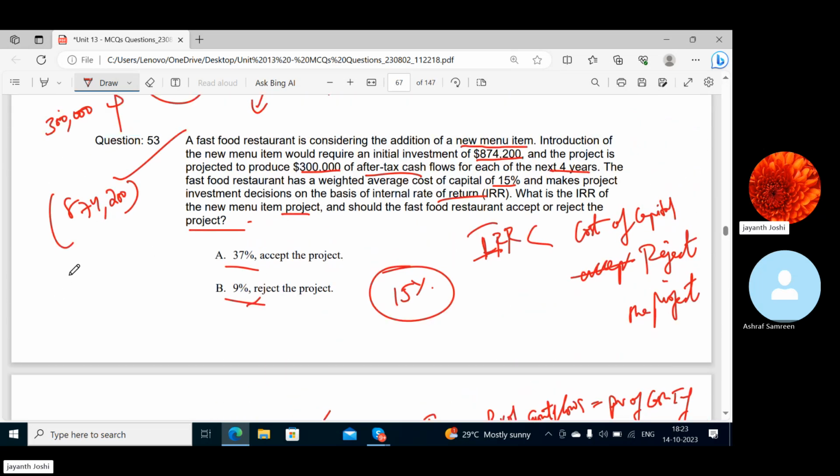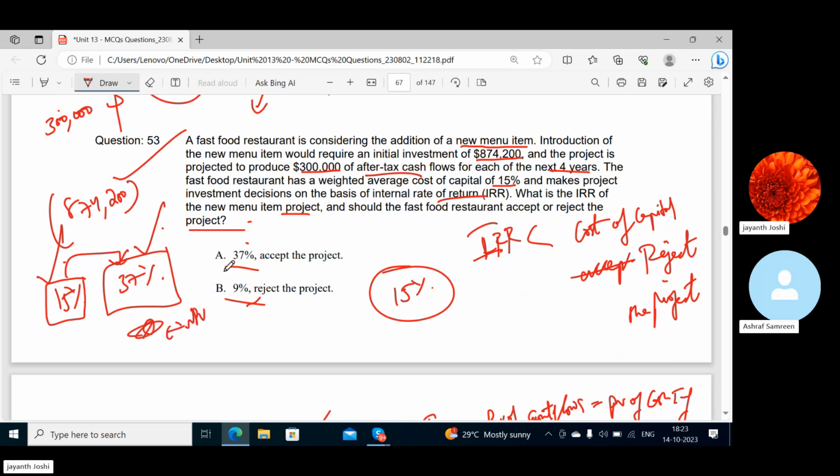So if my cost of capital is 15%, and if I take 37%, what's going to happen? Very high rate, right? So this will give me a negative NPV, correct or wrong? Yes, sir. If I take 37%, my cost of capital, the expected return, is 15%. If I take a very high discounting rate, I may get a negative NPV. This is not going to give zero NPV. Reject the project.